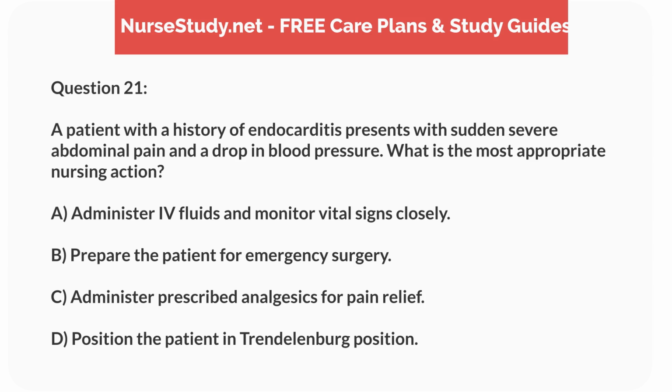Question 21. A patient with a history of endocarditis presents with sudden severe abdominal pain and a drop in blood pressure. What is the most appropriate nursing action? A. Administer IV fluids and monitor vital signs closely. B. Prepare the patient for emergency surgery. C. Administer prescribed analgesics for pain relief. D. Position the patient in Trendelenburg position.